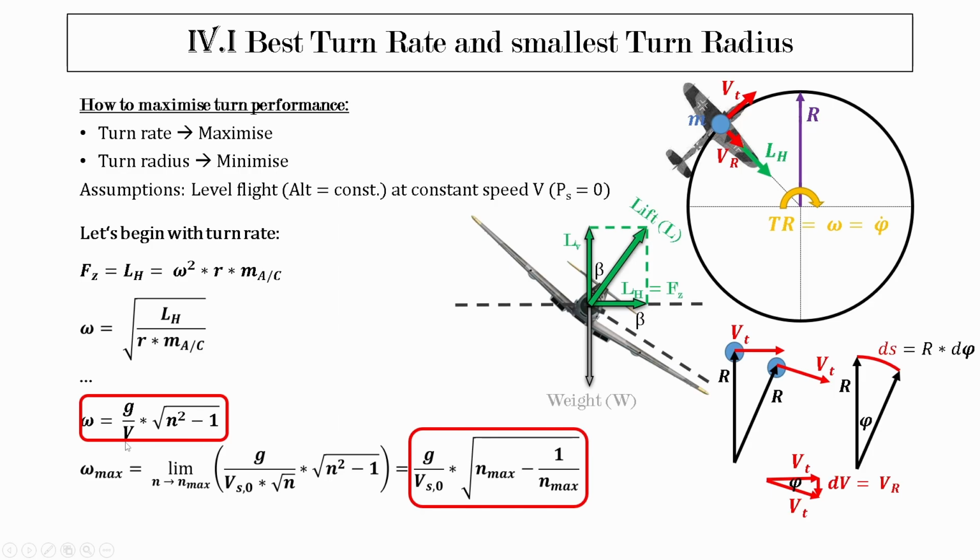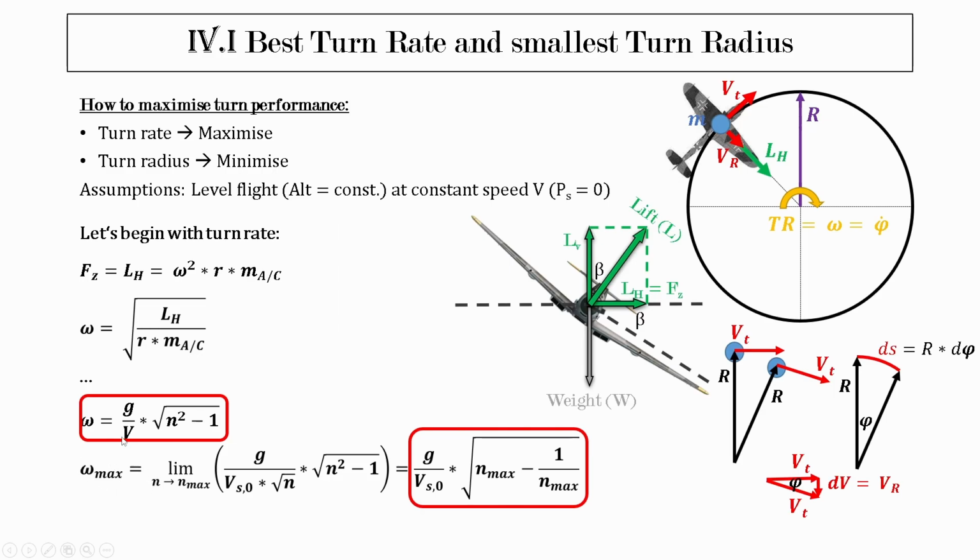And as you can see, since speed here is in the denominator, we want to make this as small as possible. What is the smallest speed we can fly? Well, our stall speed at a given load factor. So we rewrite the equation real quick, and then we look for the limit, which is the maximum turn rate.